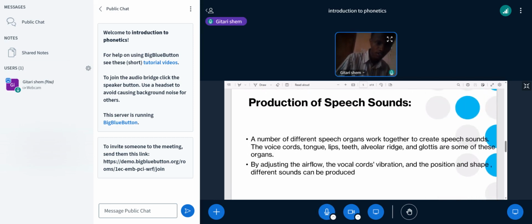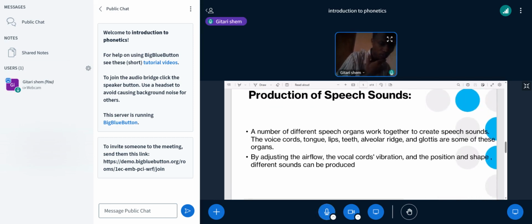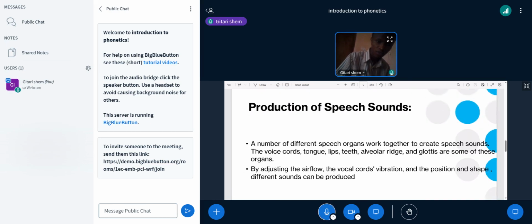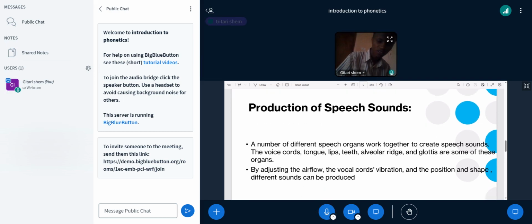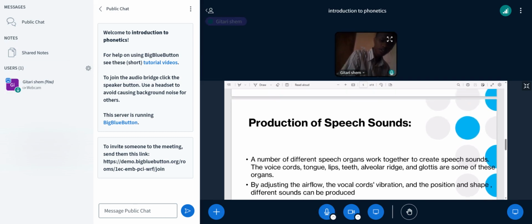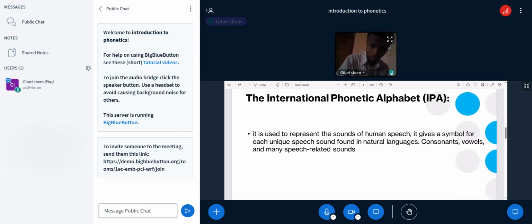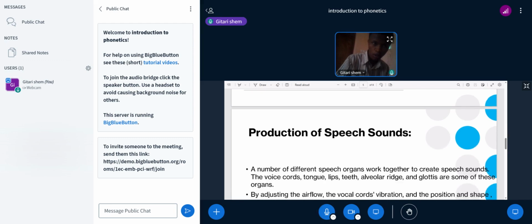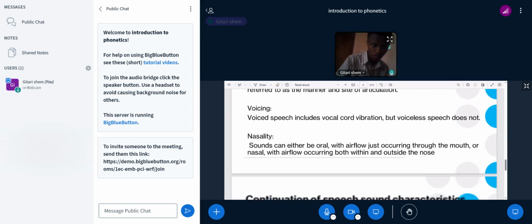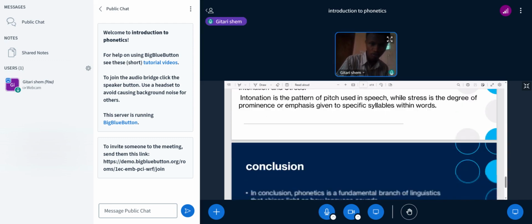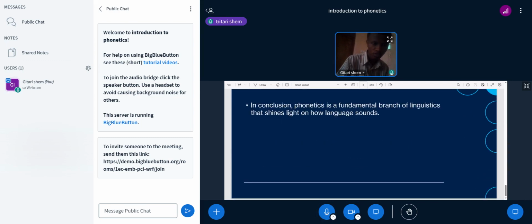We have also learned that by adjusting the airflow, the vocal cords' vibration and the position and shape bring out the different sounds in speech. That is how production of speech works. We'll get into detail in another topic. This was just the introduction of phonetics and phonology.